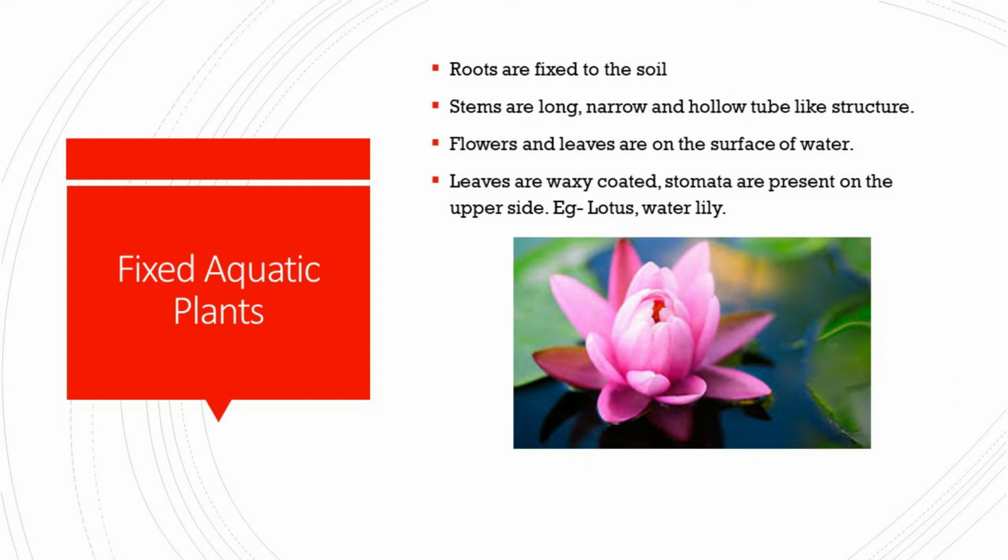Flowers are seen on the surface of water and the leaves are also very broad and on the surface of water. Again, the leaves are waxy coated and stomata are present on the upper side. Why the upper side? Because if the stomata were on the lower side, they would always be in contact with water and exchange of gases would not happen. So stomata are seen on the upper part of the leaves. Examples are lotus and water lily. I hope all of you have written all these points in your science notebook.